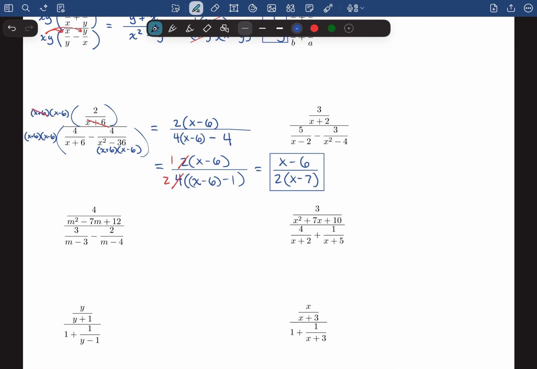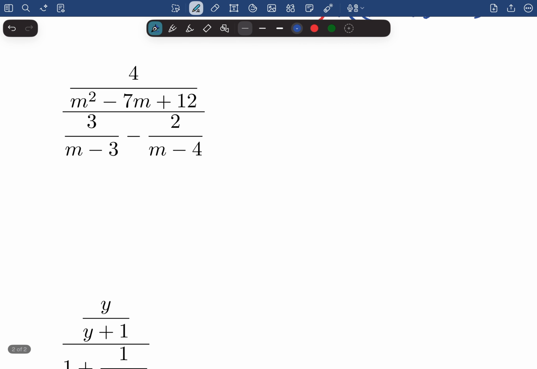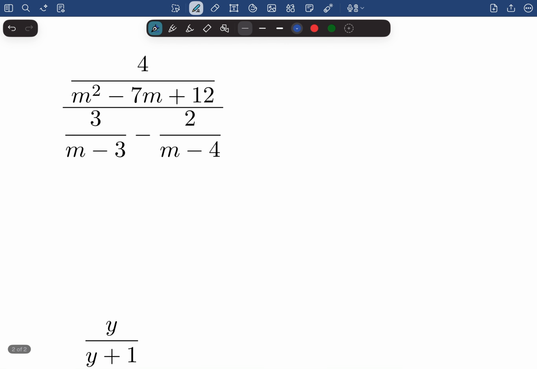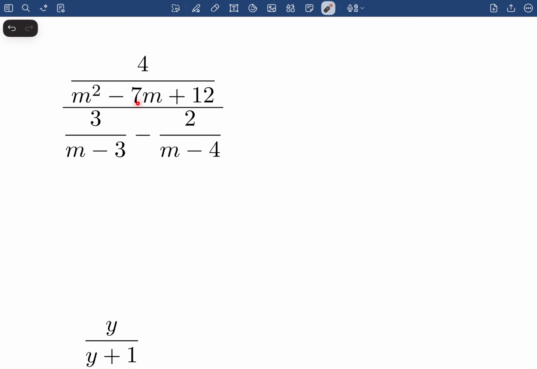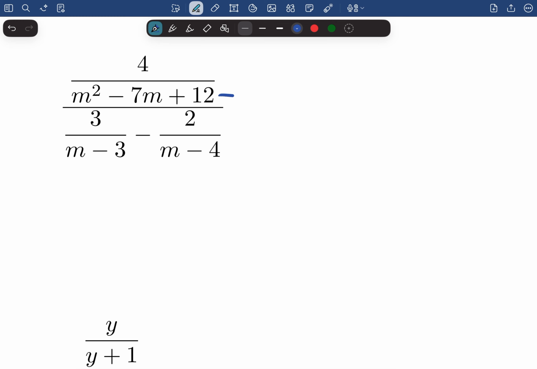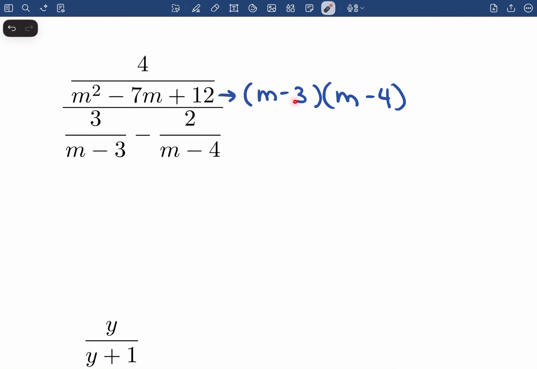Let's look at some more. So looking at this complex rational expression, I would first think of factoring this denominator right here, this m squared minus 7m plus 12. Well, what does it factor to? Okay, so isn't that going to just be m minus 3 times m minus 4? Looks like it. Why am I saying that? Because negative 3 times negative 4 is positive 12, and negative 3 plus negative 4 is negative 7. Okay, so I was able to factor this trinomial into these two binomials.